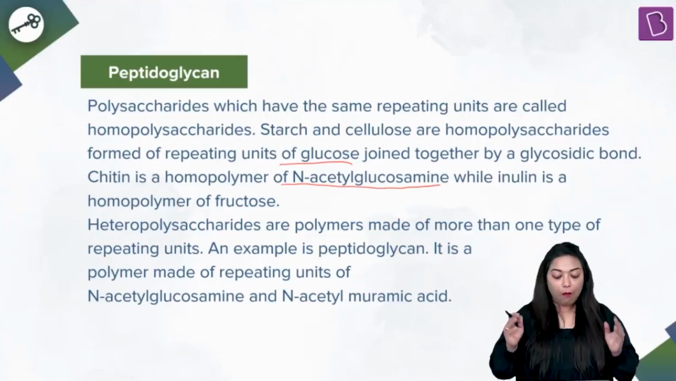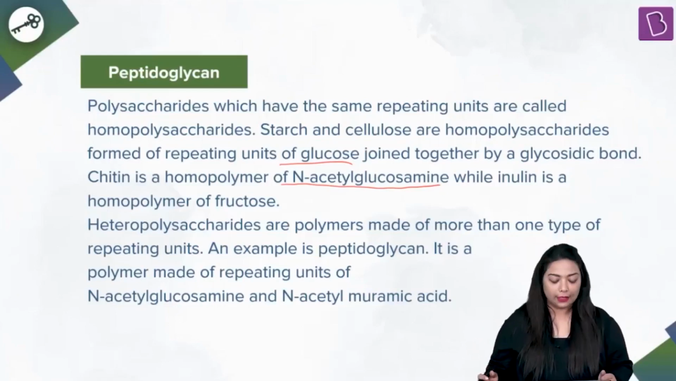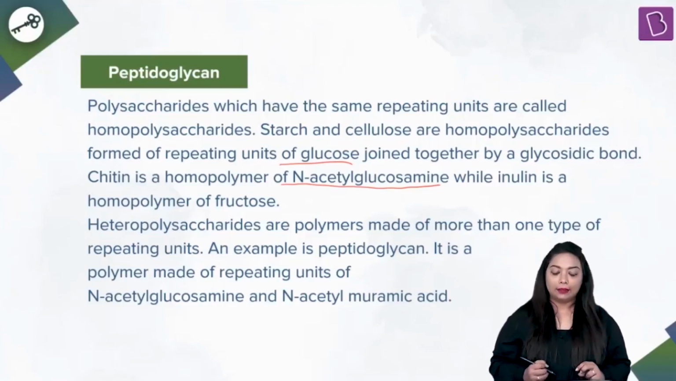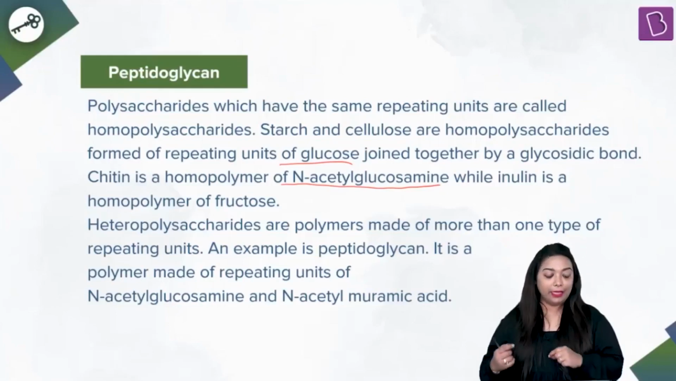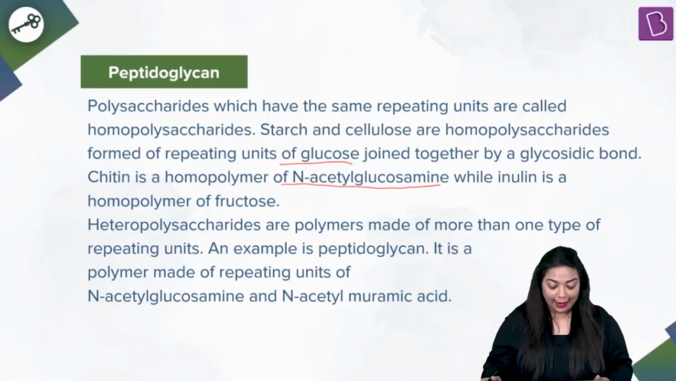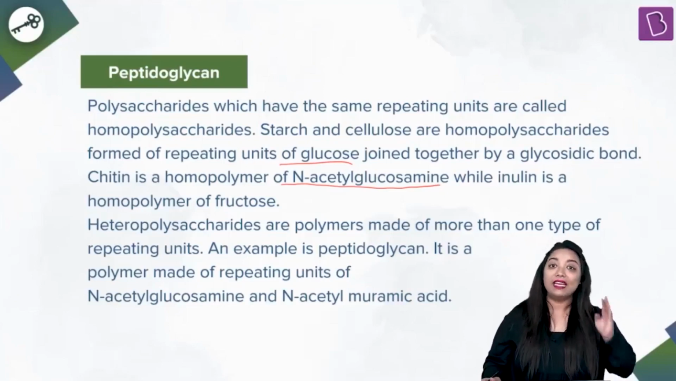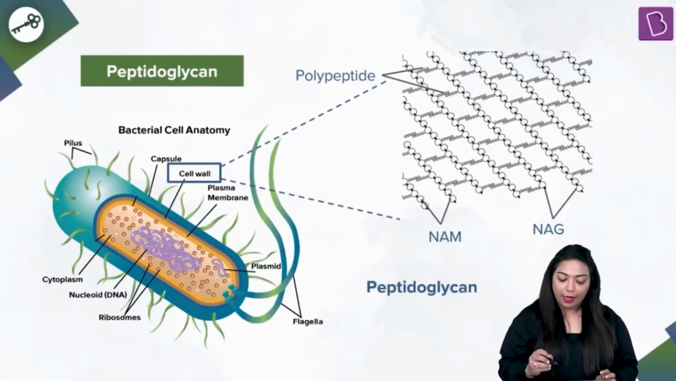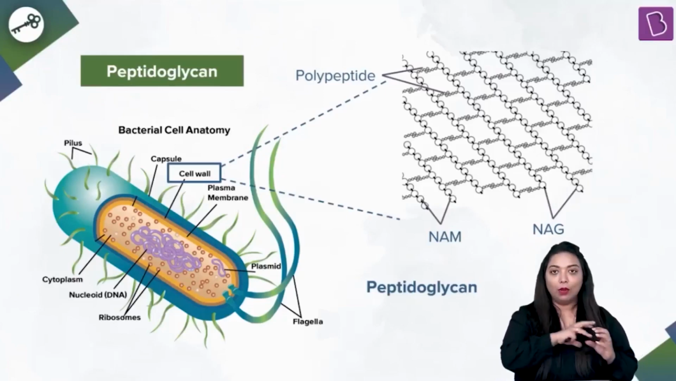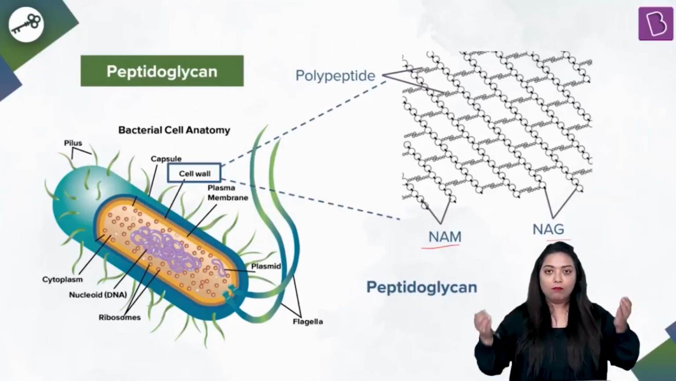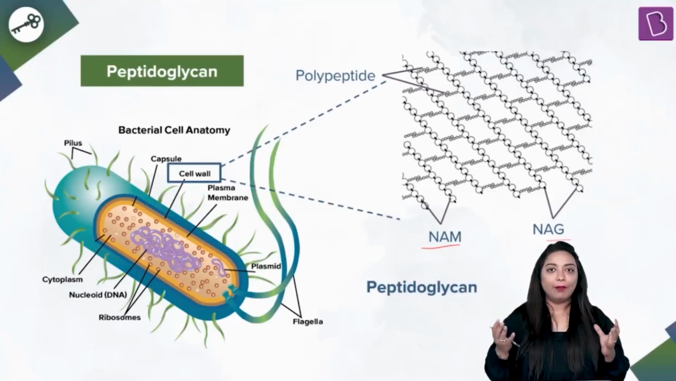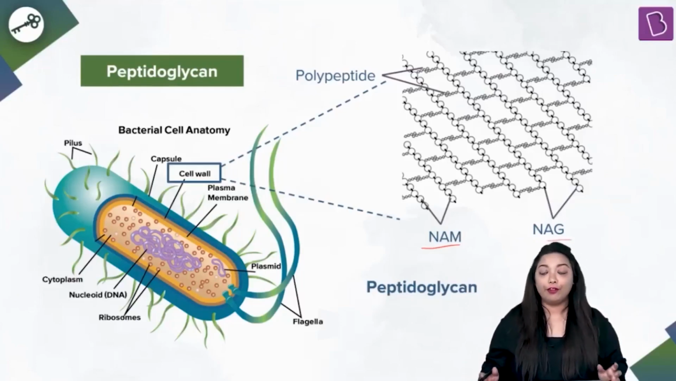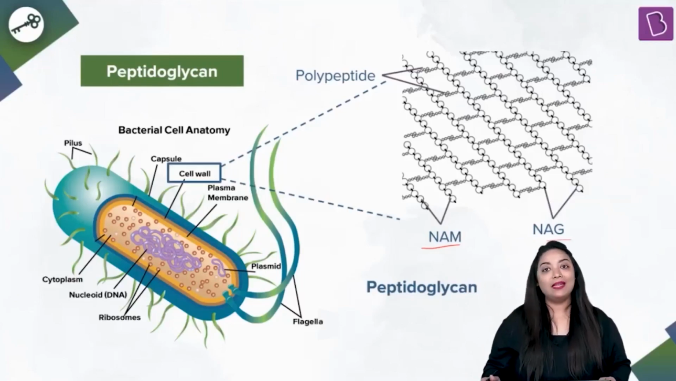Heteropolysaccharides are polymers of more than one type of repeating unit. An example is peptidoglycan. It is a polymer made up of repeating units of N-acetyl glucosamine and N-acetyl muramic acid, the NAG and NAM. Further, take a look at the wall, students. If you observe this part of the cell wall, magnified, and take a look at the molecular composition, you observe that it is a heteropolysaccharide made up of two different units predominantly, NAM and NAG. And that's why this is a heteropolysaccharide.